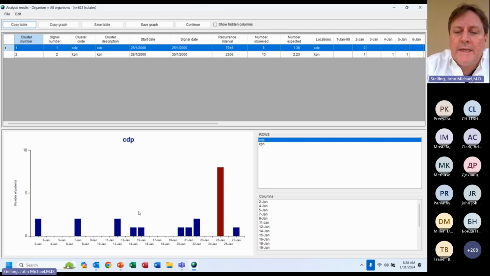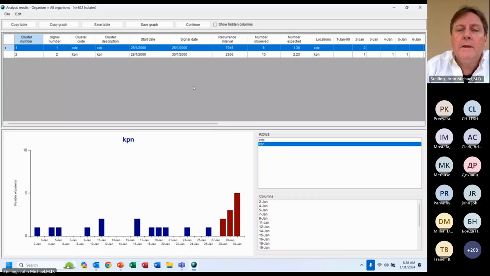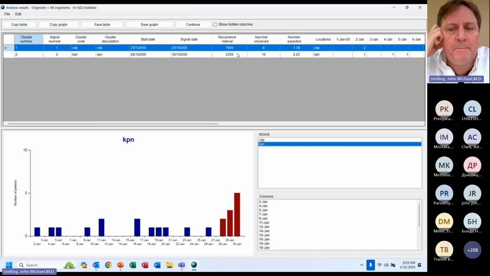When it did the 31 analyses, it is now showing us, in fact, the same two organisms, the diphtheroids and the Klebsiella pneumonia. But this time, it is not showing me the p-value any longer. It is showing me the recurrence interval. Should I talk about that now or later? The recurrence interval is simply 1 divided by the p-value.